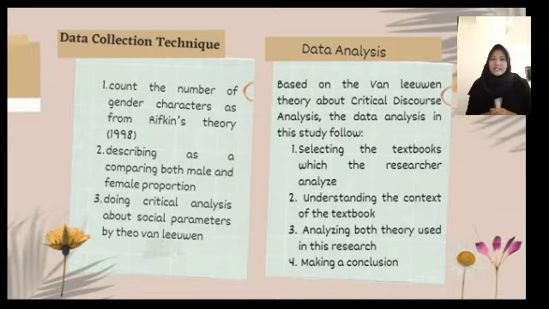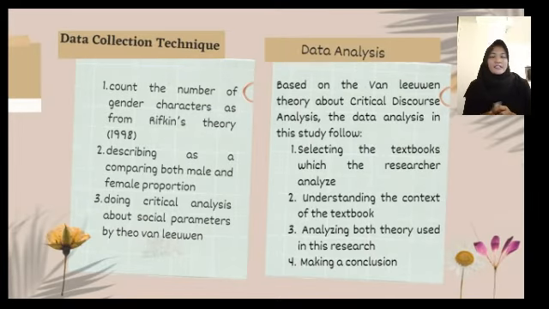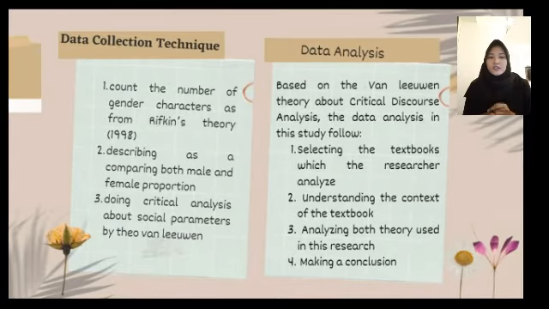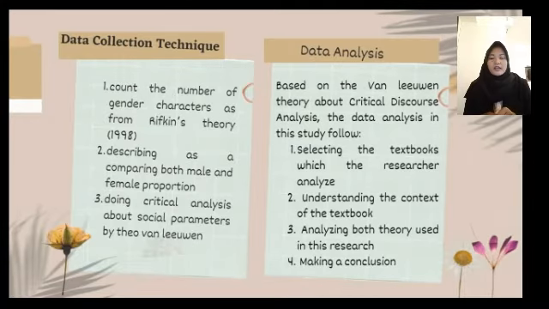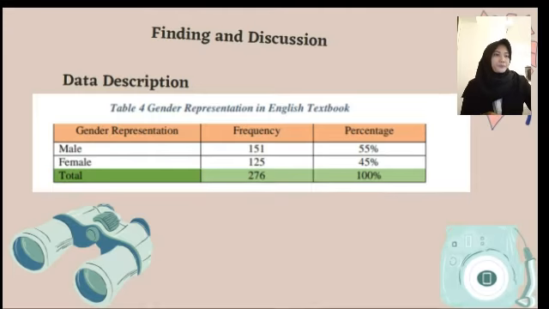The data analysis in this study follows these steps: the first is selecting the textbook which the researchers analyze, the second is understanding the context of the textbooks, the third is analyzing both theories used in the research, which are Theo van Leeuwen's theory and Rifkin's outlines, and the last is making a conclusion.